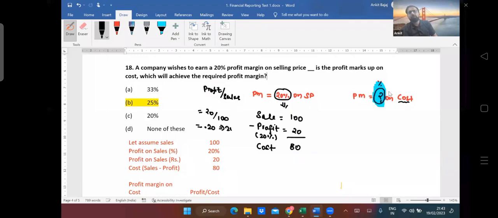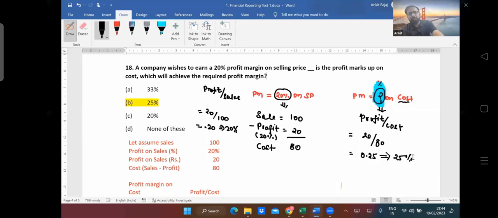Similarly, if I want to find profit percentage on cost, I will use the same formula, and instead of sales I will take cost. So profit divided by cost: profit is 20 and cost is 80. If you divide 20 by 80, you will get 0.25, that is 25%.